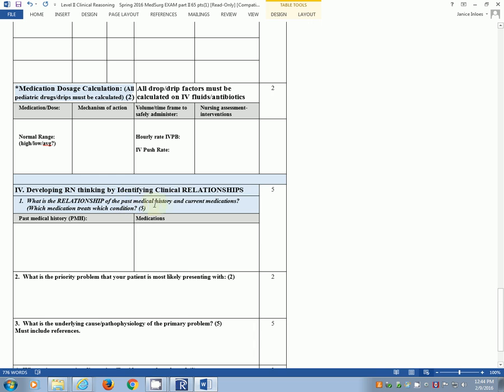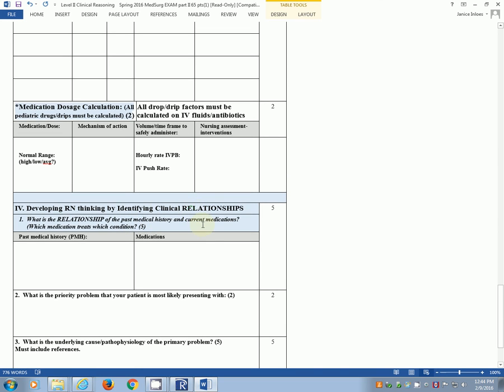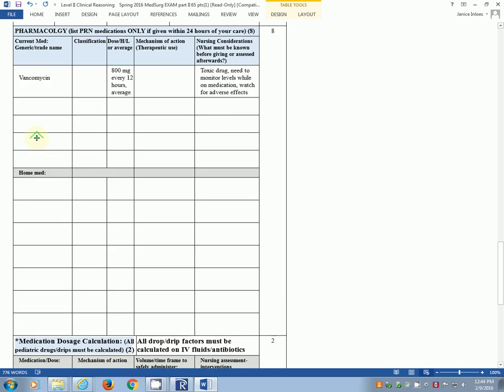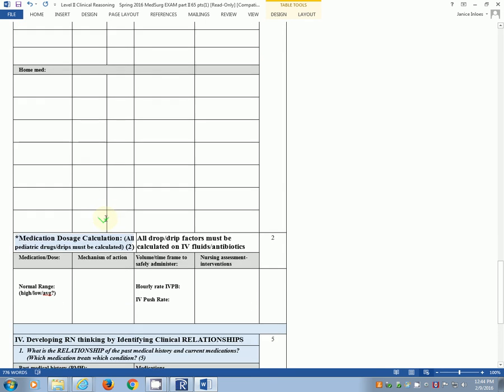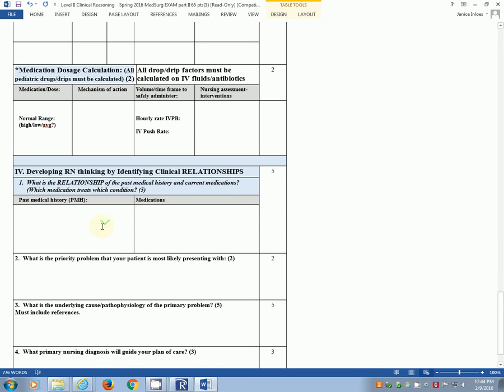So is there any relationship of past medical history and current medication? Well, her past medical history of asthma and the current medication she's on, which the only current medication we have her on is the vancomycin, has been related to her having pneumonia. So her past medical history would be all of that information that led us to believe that she has pneumonia and what we're giving her for that.